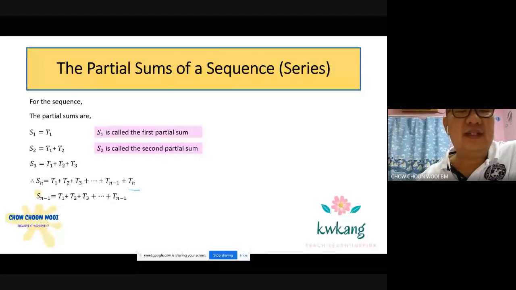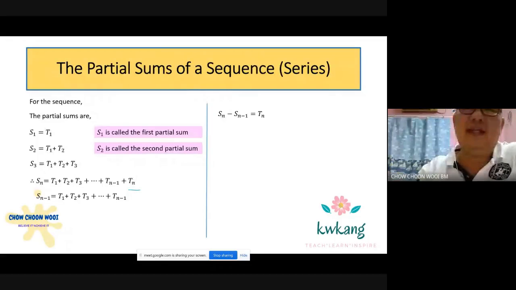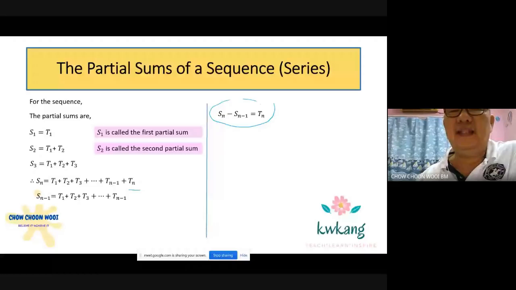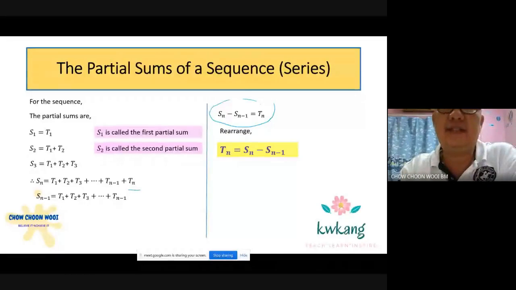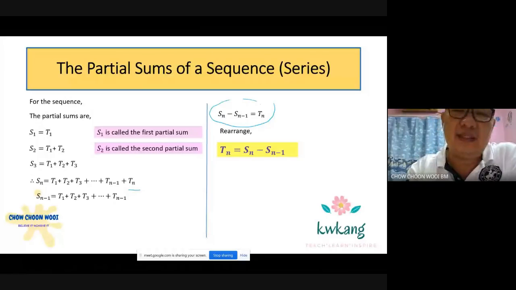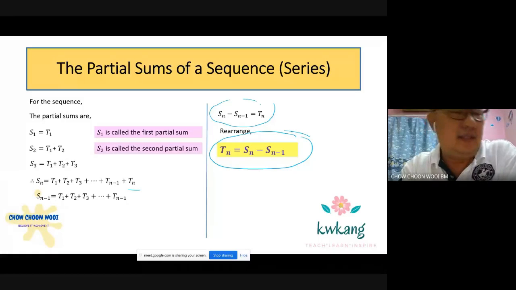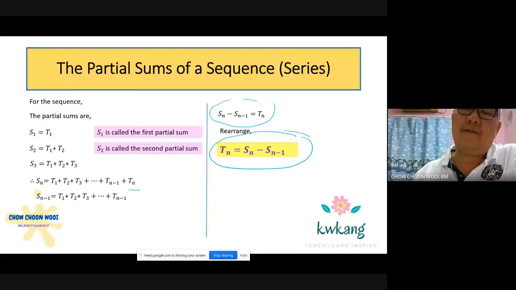So, Sn minus 1 maksudnya T1, T2, T3, we need to sum up to n minus 1 term. Okay, so yang ni penting. Yang ni selalu kita guna. Tn is equal to Sn minus Sn minus 1. Okay, rumus ini sentiasa kita guna, tak kira untuk geometri atau tak kira untuk arithmetic. Sentiasa ingat.